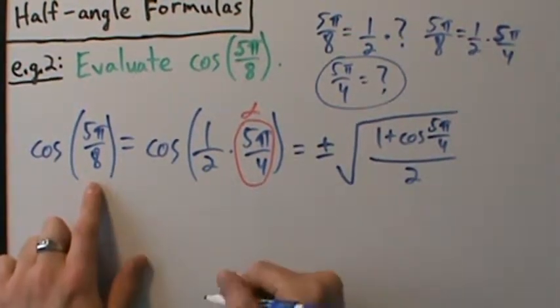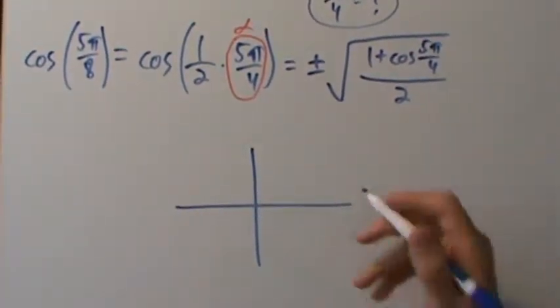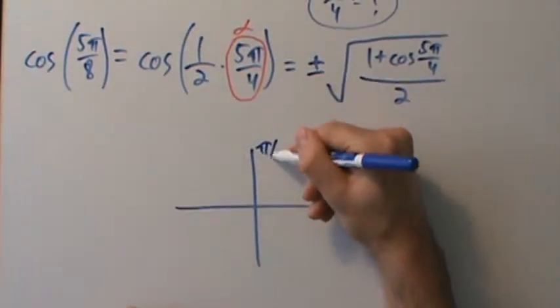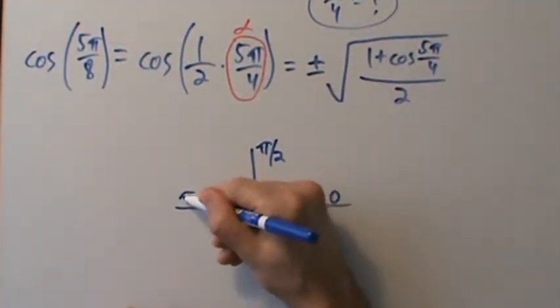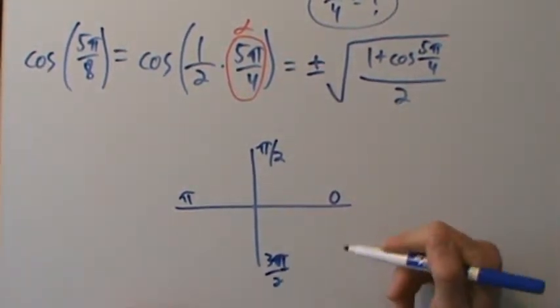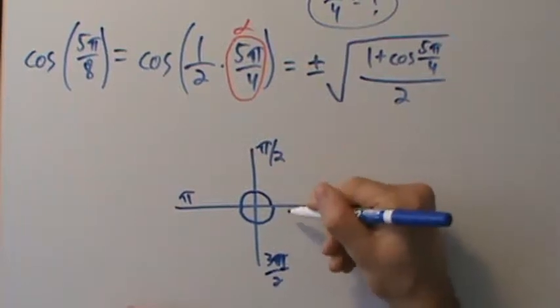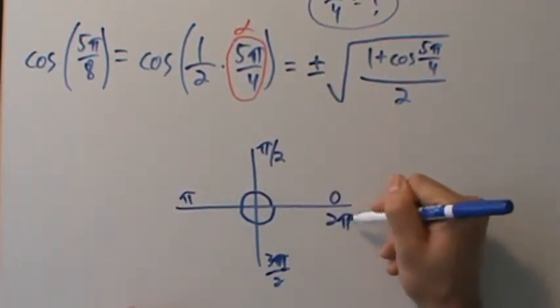So something over 8, well, first of all, if we set up a little quadrant chart here, xy plane, here's 0, pi over 2 puts us up here, pi is over here, 3 pi over 2 is down here, right? So we start at 0, go around to pi over 2, around to pi, around to 3 pi over 2, and then back all the way around to 2 pi.